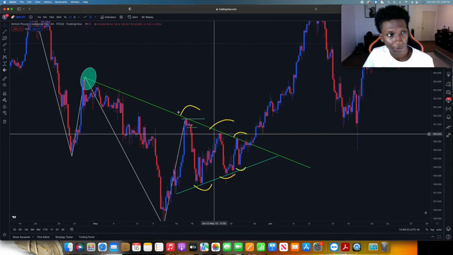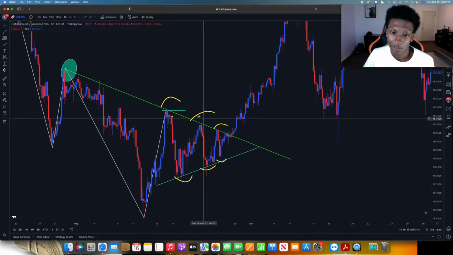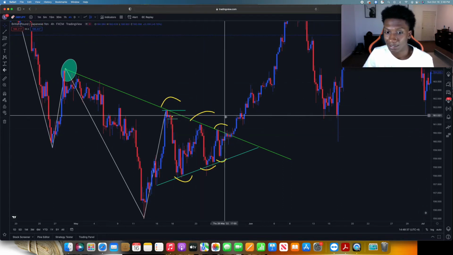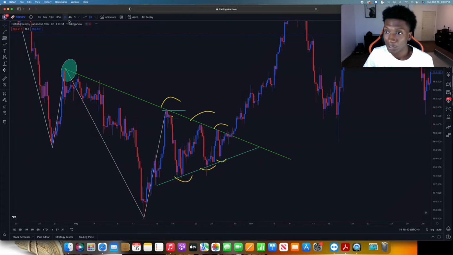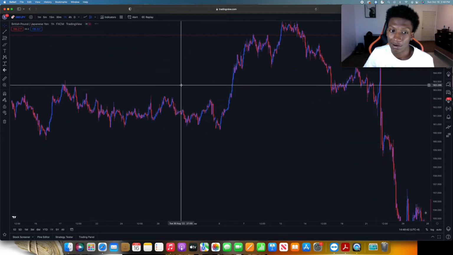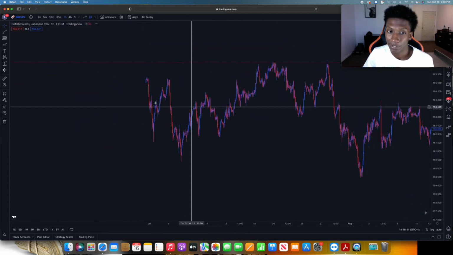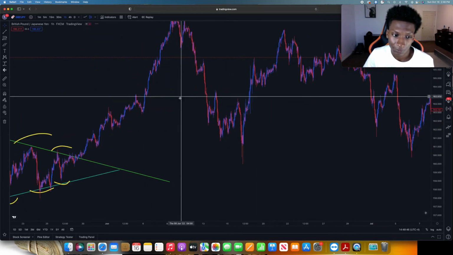So what I'm going to do here is go on lower time frames and see what exactly is happening structure wise on the 1 hour time frame to let me know how I can take advantage of the break of this trendline opportunity.